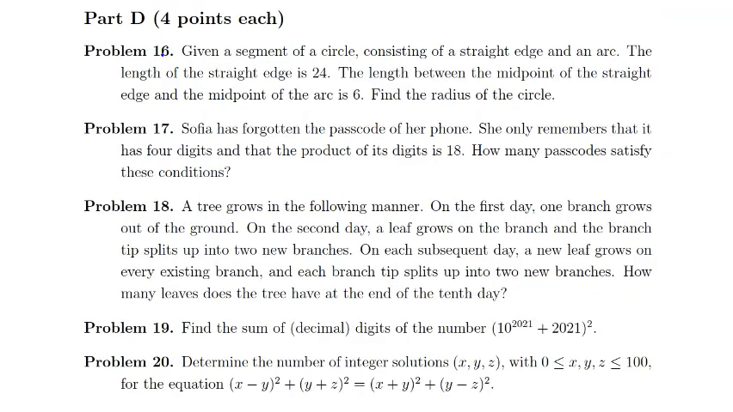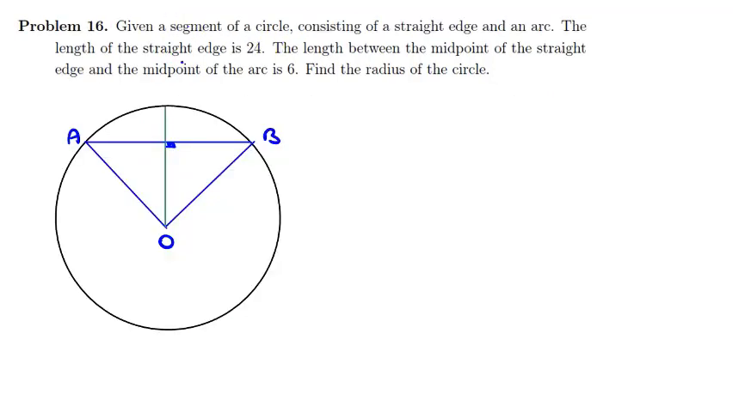Okay, junior part D, problem number 16, which is senior part B, problem number 6. Given a segment of a circle, okay, so let's draw it. Okay, this segment of a circle, we have this straight edge and this arc. The length of the straight edge is 24. If you consider the perpendicular bisector, it passes through O and the midpoint. So it says AB is 24, so this is 12, this is 12. The length between the midpoint of the straight edge and the midpoint of the arc, this part, is 6. Find the radius of the circle. So it is R. The problem says find that.